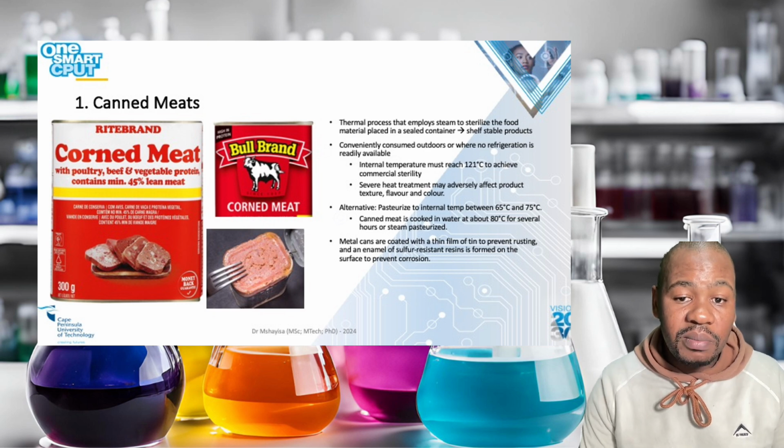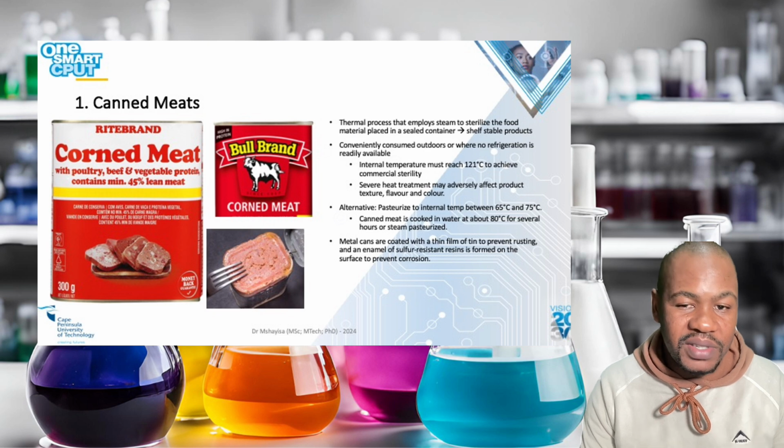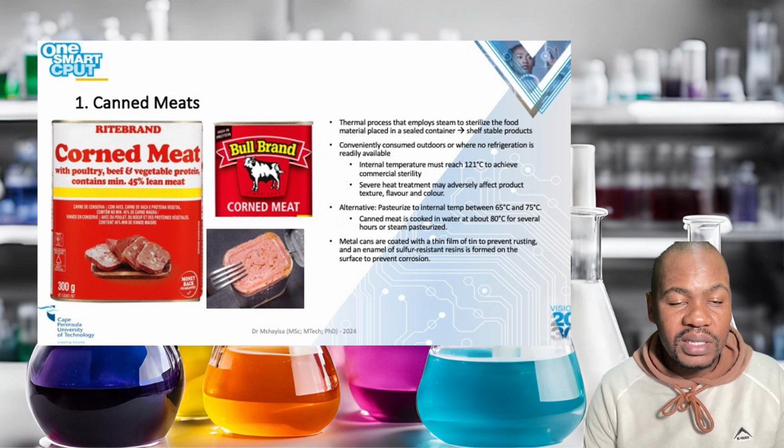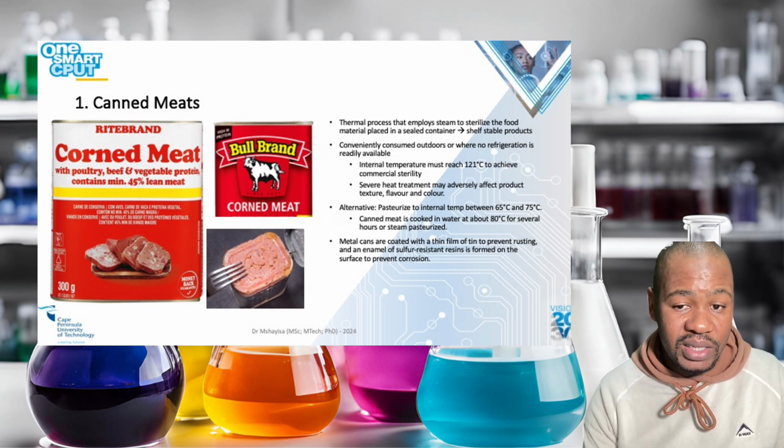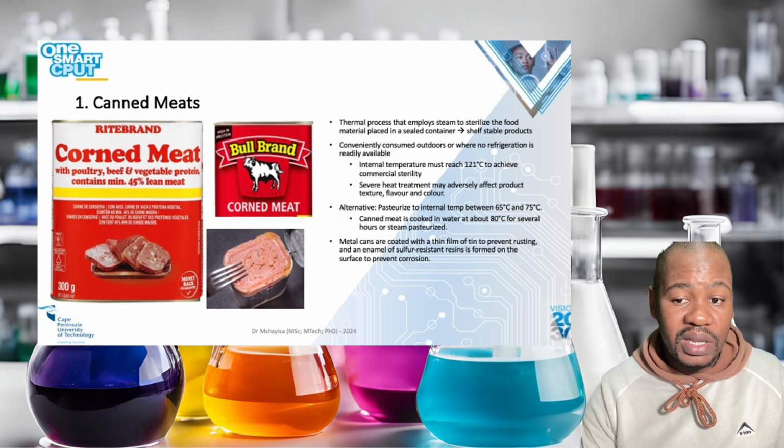The alternative that can be used is to pasteurize the products to an internal temperature of 65 to 75 degrees Celsius. However, there's a downside. The downside is that you then need to cook these canned meat products for several hours.